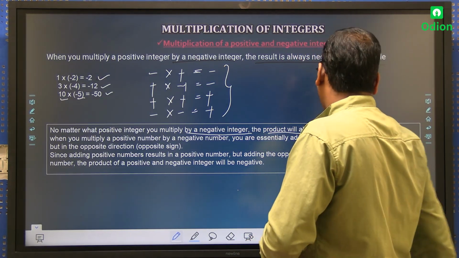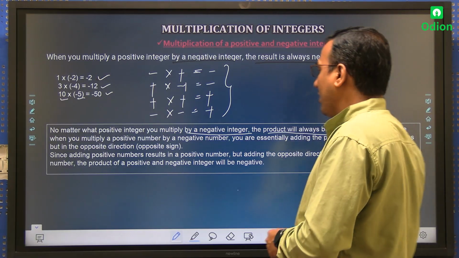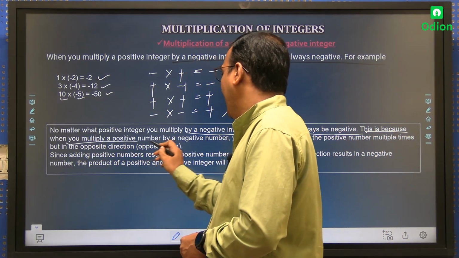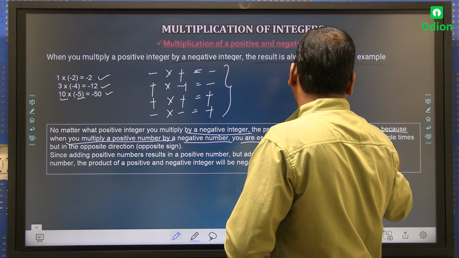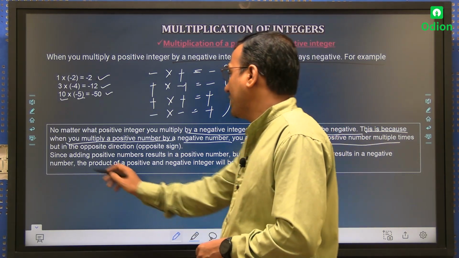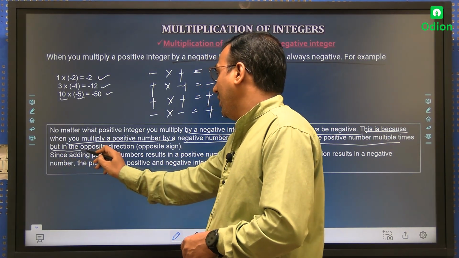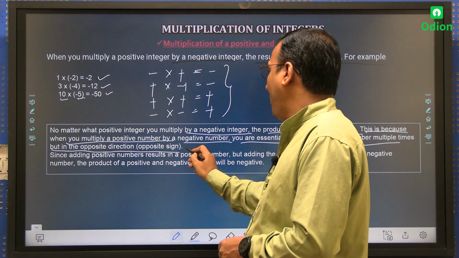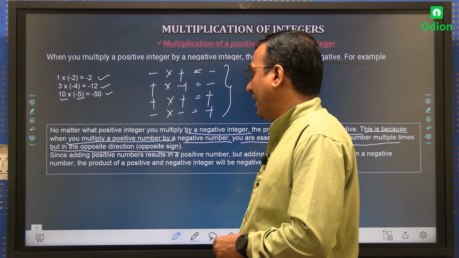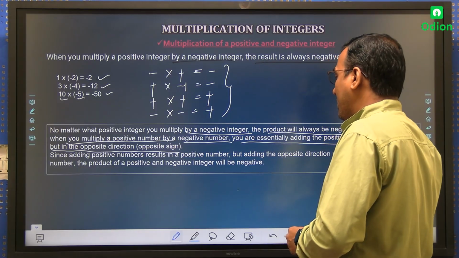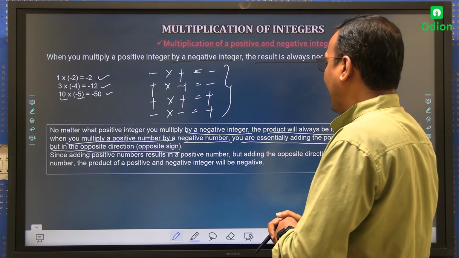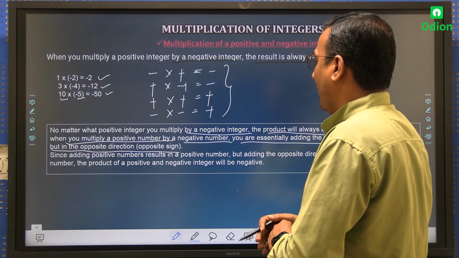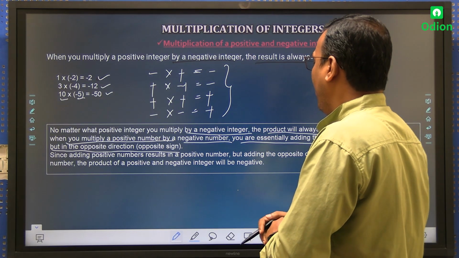Already I have discussed this. This is because when you multiply a positive number by a negative number, you are essentially adding the positive number multiple times, but in the opposite direction, with opposite signs. Since adding positive numbers results in a positive number, but adding in the opposite direction results in a negative number, the product of a positive and a negative integer will be negative.